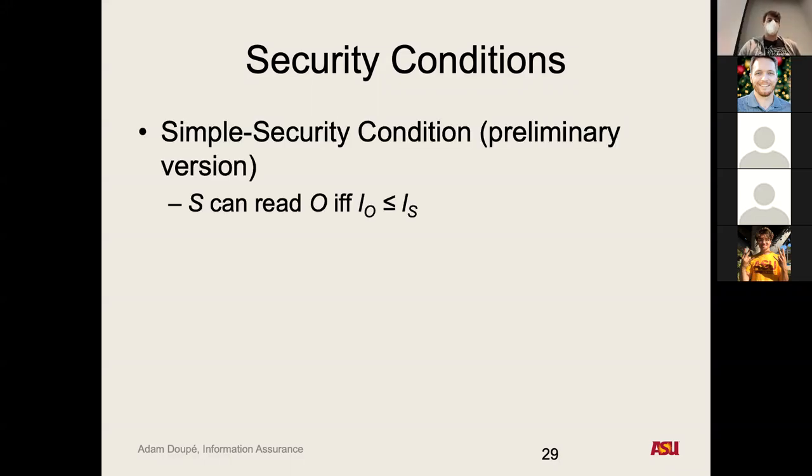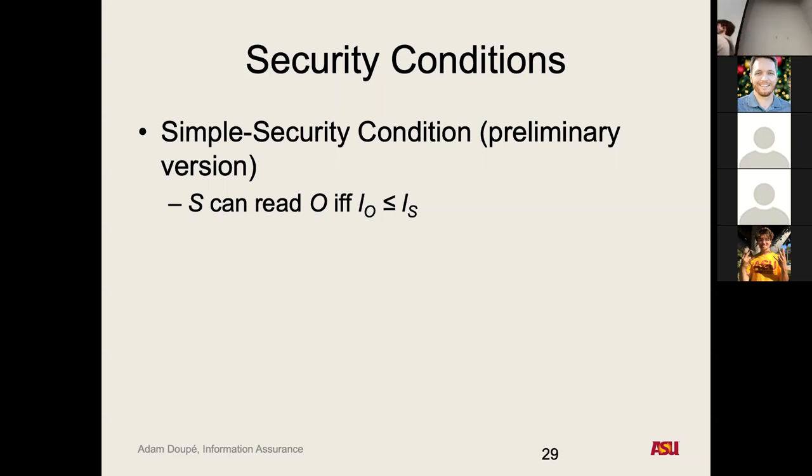Okay, so we have this already. Basically, a subject S can read an object O if and only if the level of that object is less than or equal to the level of the subject. Cool. What about writing?